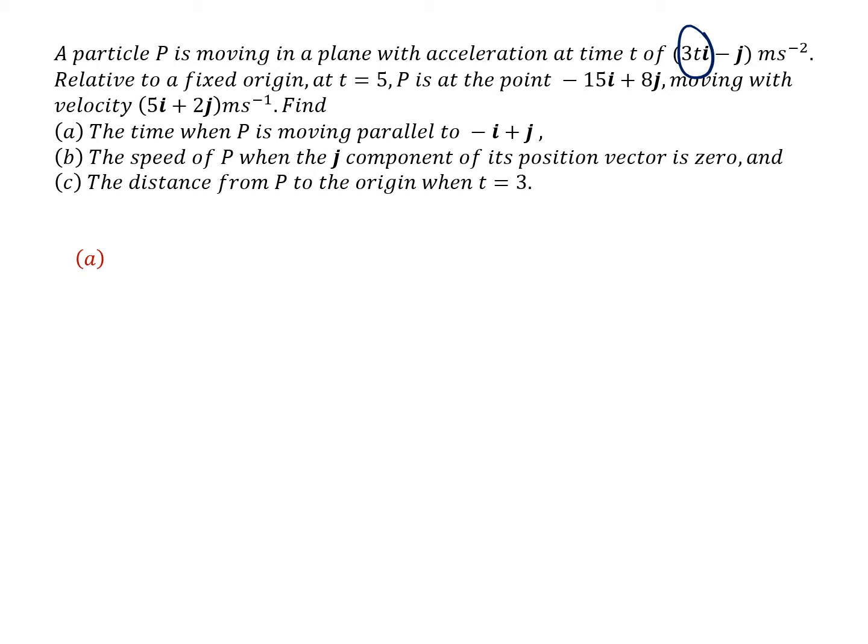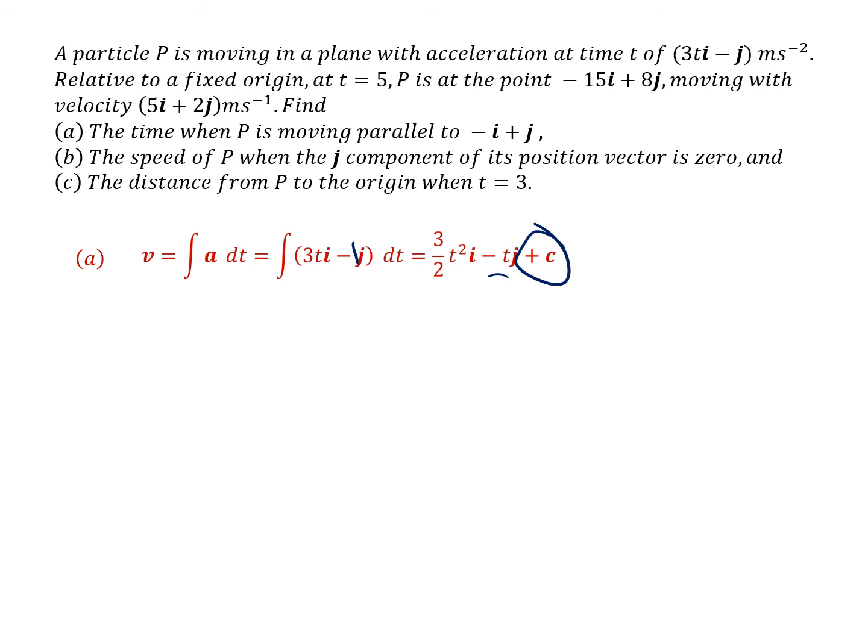Part A is asking us to find the time when the particle P is moving parallel to this vector. So we need to find an expression for its velocity. Now, velocity is the integral of acceleration. So there's our acceleration. We're going to integrate that. And when we integrate 3t, we get 3 over 2 t squared, and the minus 1 integrates to minus t. But we need to add the constant of integration, and the constant now is not just a number, this is a vector.